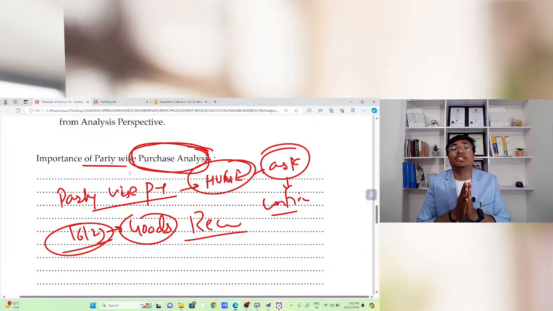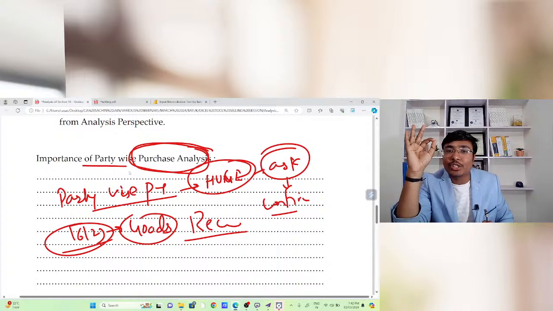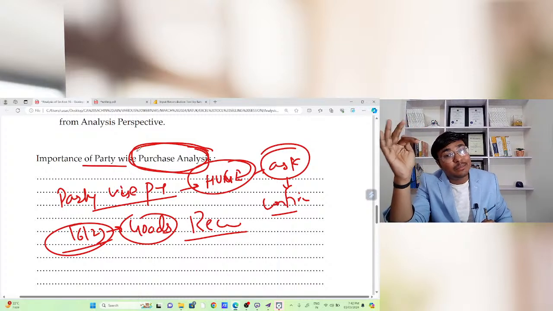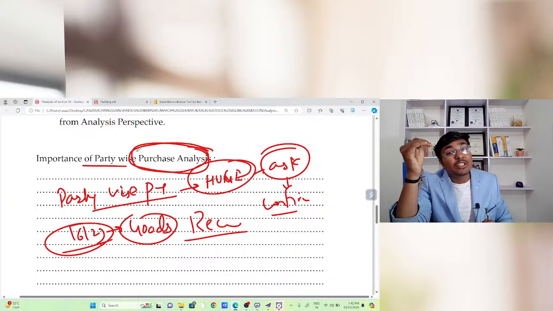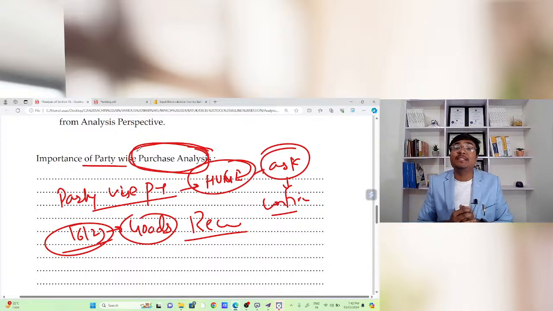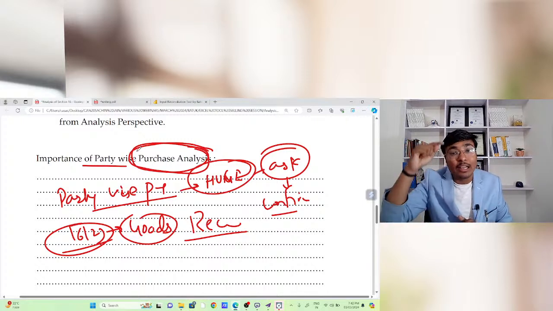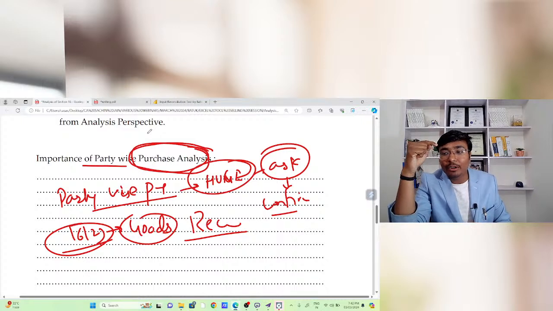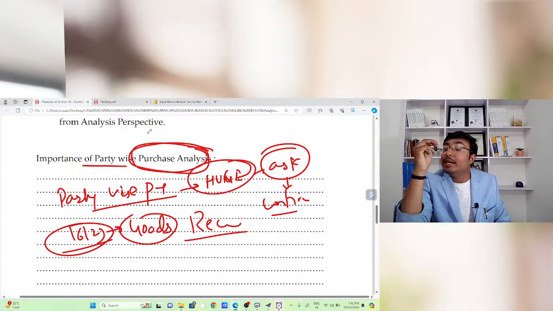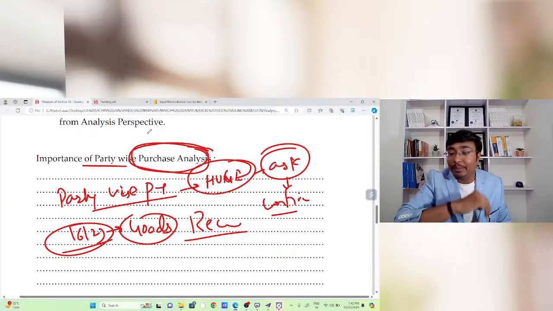In this specific session, we covered the analysis of section 16 subsection 1 and section 16 subsection 2. As per section 16 subsection 2, there are specific conditions to claim the input tax credit. First condition, there is a requirement of invoice. You have received the goods, the input is reflected in GSTR-2B, and the supplier has filed the return and paid the taxes.